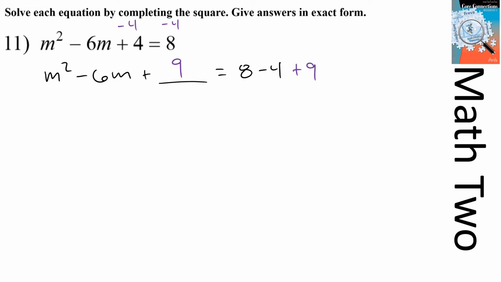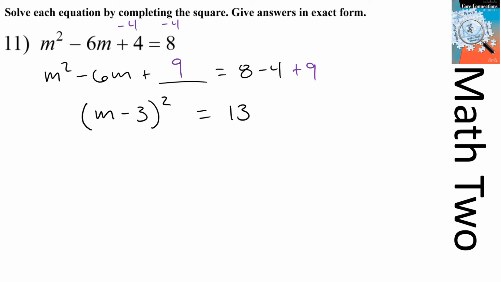On the left-hand side, that is a perfect square now, and if I write that in its perfect squared form, it would be m minus half of 6, or minus 3, squared. And over on the right-hand side, I have 8 minus 4, which is 4, plus 9, which is 13. Unlike the previous problem, this is not a perfect square.